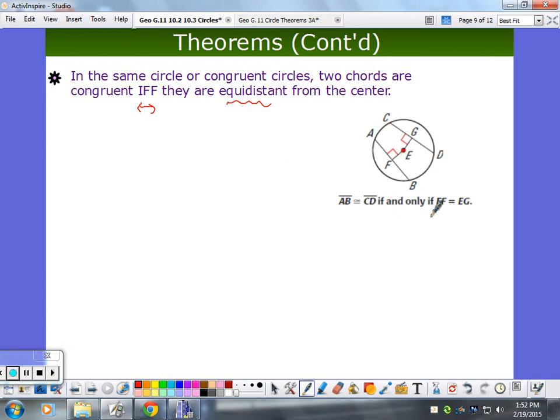So what does this actually say? Two chords are congruent, this one is congruent to that one, if and only if they are equidistant. So this distance from here to here is the same. Conversely, if the distances from the center to two chords are the same, then it must be that the chords are congruent. Again, I think the pictures are more helpful. If you have this situation, AB will be congruent to CD, and if AB is congruent to CD, then EF will be congruent to GE.